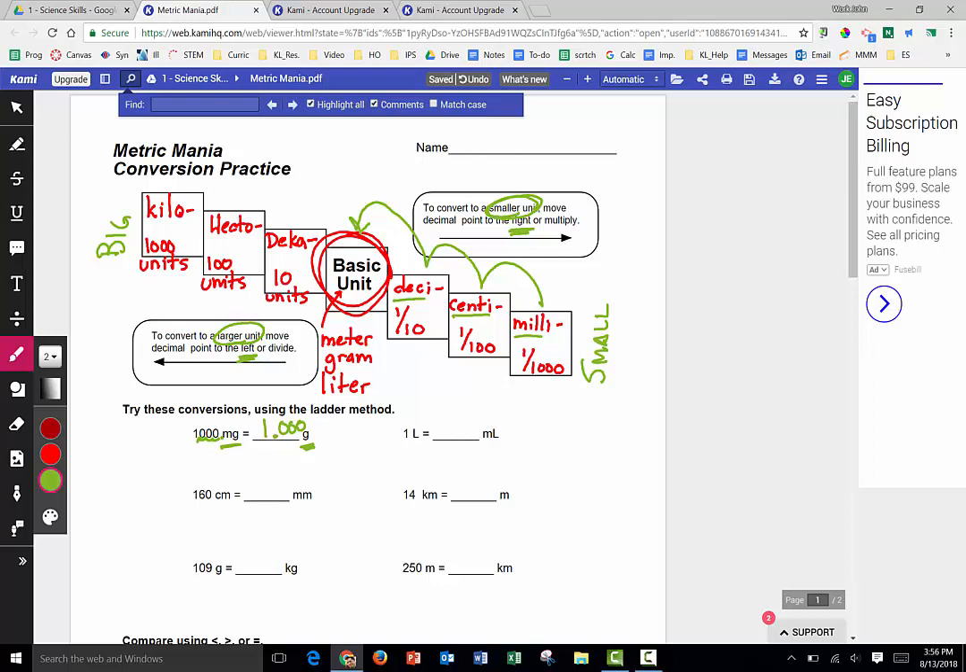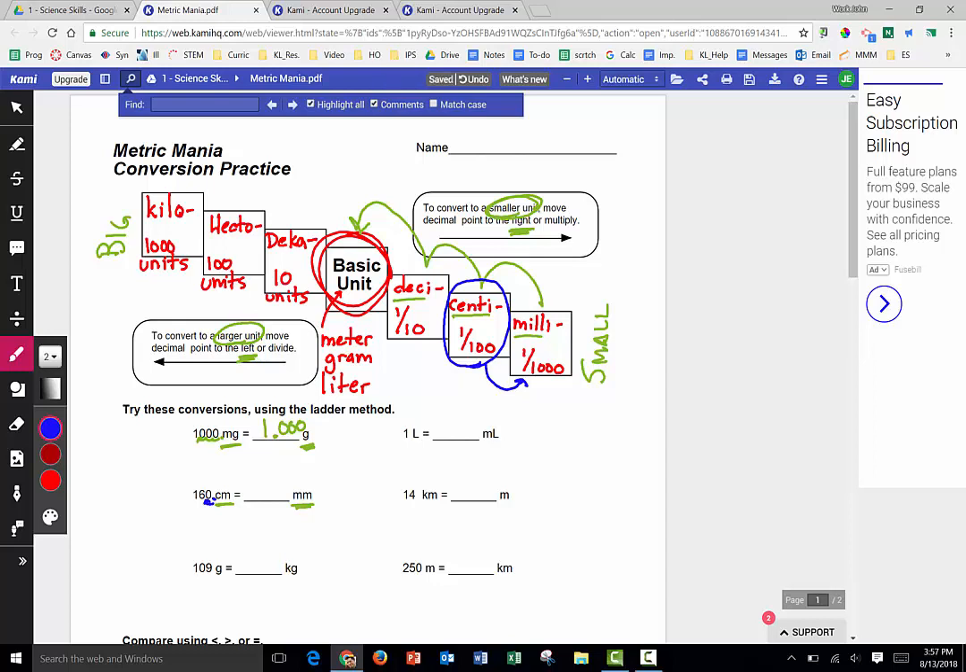Let's try another example. The next one, they want us to convert from centimeter to millimeter. So this one, I'm going to start here at the centimeter, and I'm going to try to get to here, the millimeter. So basically I need to go to a smaller unit and move the decimal to the right. I'm doing this one step down my ladder. So I'll take the decimal that was written after the 0 and I will make it so that it moves one place to the left.